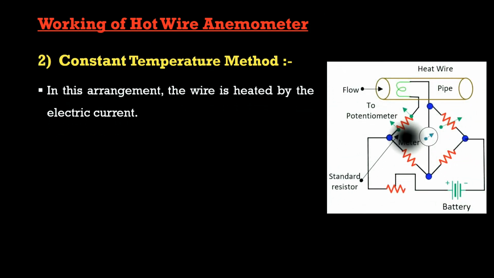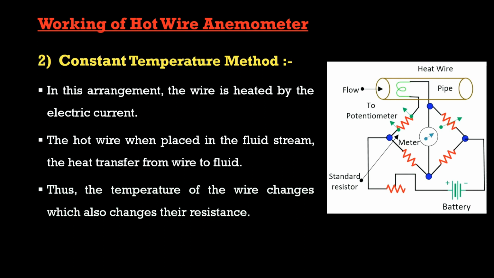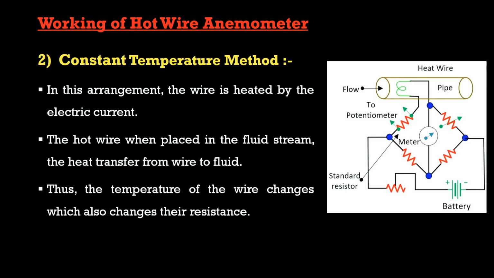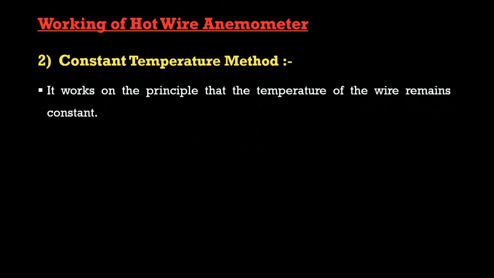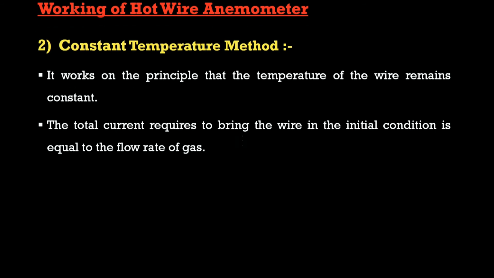In this arrangement, the wire is heated by the electric current. The hot wire, when placed in the fluid stream, transfers heat from wire to fluid. Thus, the temperature of the wire changes, which also changes its resistance. It works on the principle that the temperature of the wire remains constant. So, the total current required to bring the wire to the initial condition, or we can say to that constant temperature, is equal to the flow rate of gas.